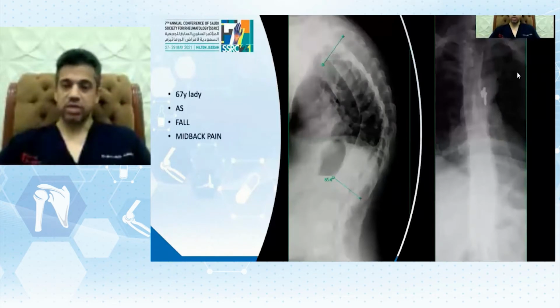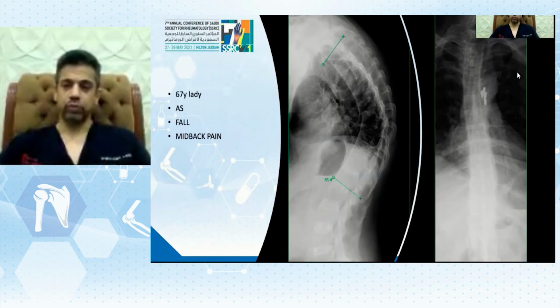This is a 67-year-old lady who presented to the emergency following a fall. She's a known case of ankylosing spondylitis. She had mid back pain, and upon taking an X-ray, our ER physician noticed a mild fracture at the T6 level, and she was given a brace, reassured and went home.